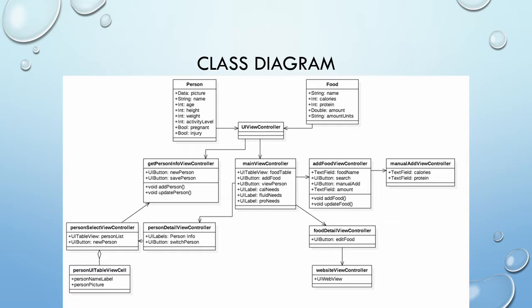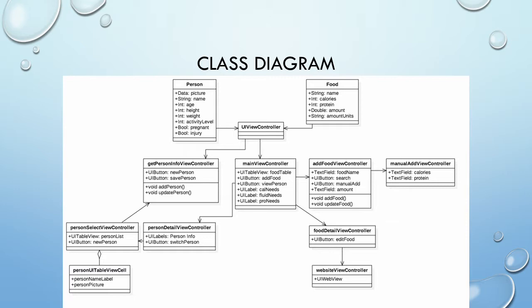And all of that information is viewed in the person select view controller, which shows another UITableView that lists each profile created and has the picture next to their name. Now on the food side, once you tap on a food, you can see the food detail view controller that shows all of the information contained in that food.